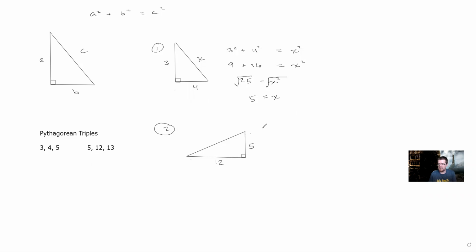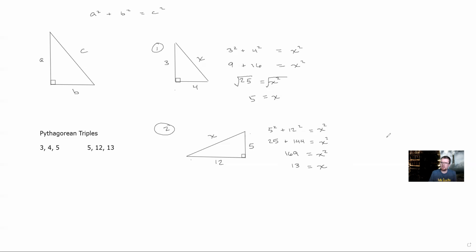But if I didn't recognize that, I'm using the formula. 5 squared plus 12 squared is equal to what I'm trying to solve for, x squared. 5 squared is 25. 12 squared is 144. And then that's equal to x squared. 25 plus 144 is 169. And then I would take the square root on both sides, ignoring the negative because we're talking about length. So that missing side is x equals 13.